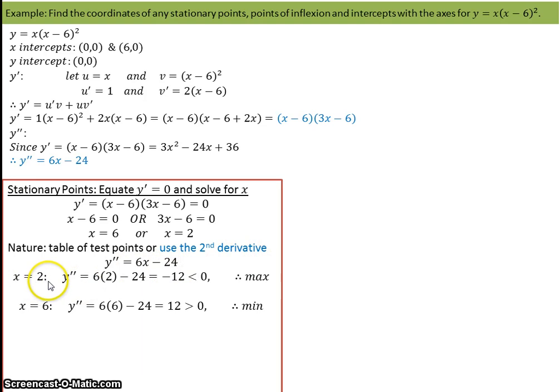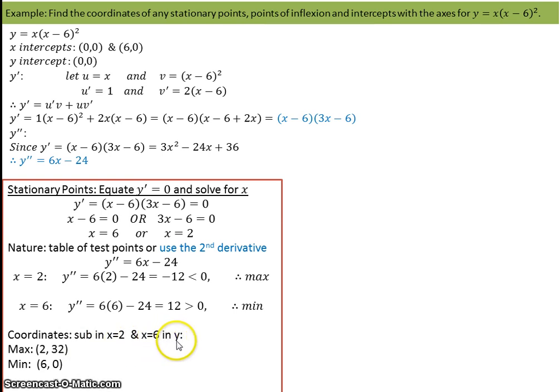At x is equal to 2, the second derivative is negative, therefore it's a maxima. At x is equal to 6, the second derivative is positive, so we have a minima at x is equal to 6. Remember, in the question we are asked to find the coordinates. So to find the coordinates of the maxima and the minima, I sub in x is equal to 2 and x is equal to 6 in the original y to get the corresponding y values.